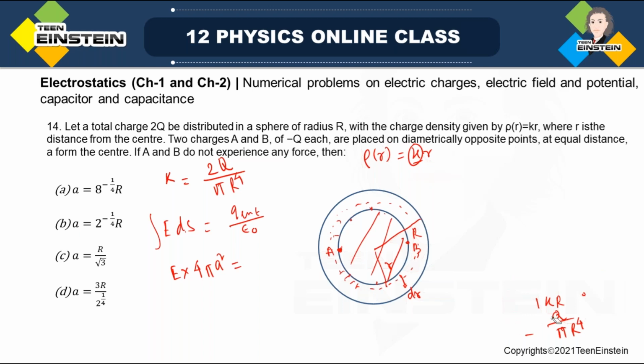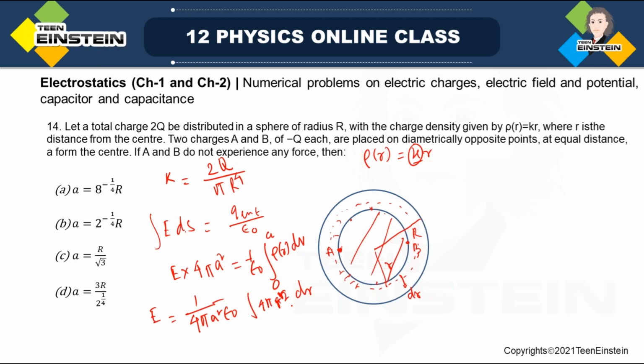What about the total charge enclosed by the sphere? Let me write this enclosed charge. Again we have to write rho dv, rho into dv, and do the integration from 0 to a. So here we get 4 pi a square epsilon naught, and it will be again 4 pi r square, you write 4 pi r square into dr into kr. Kr is the density.